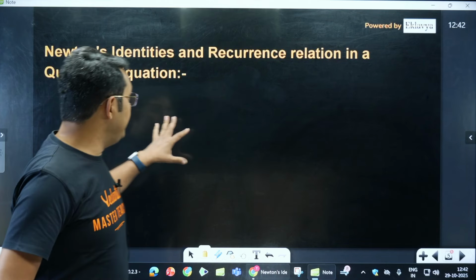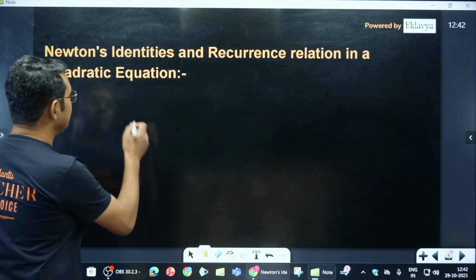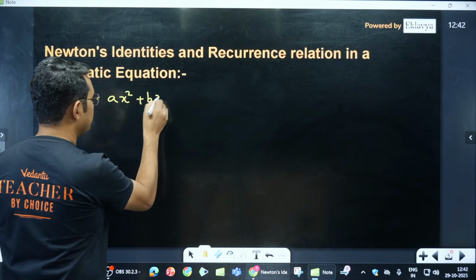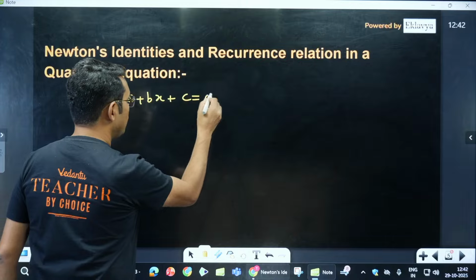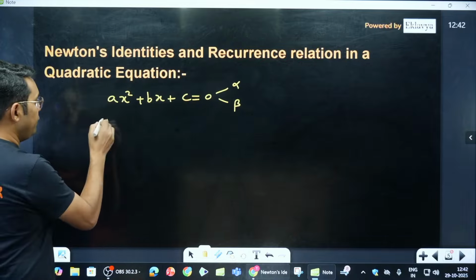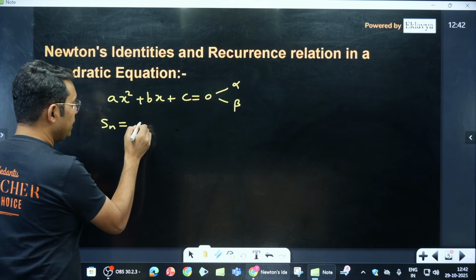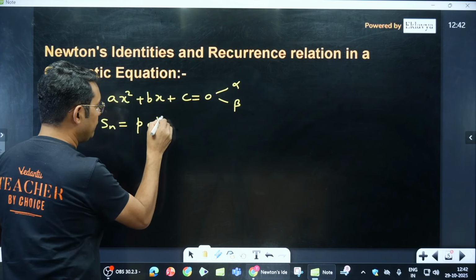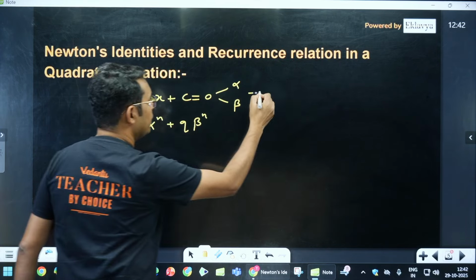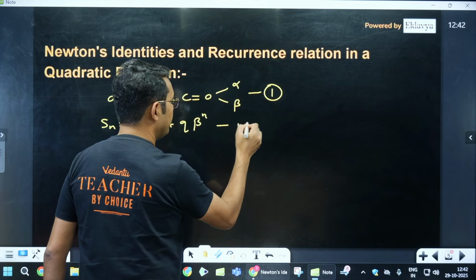But here, what are Newton's identities? Please see, suppose we are given a quadratic ax square plus bx plus c is equal to 0 and its roots are alpha and beta. Then if I define a sequence Sn, that is, let's say, p into alpha power n plus q into beta power n. This is my equation 1, and this is equation 1.1.